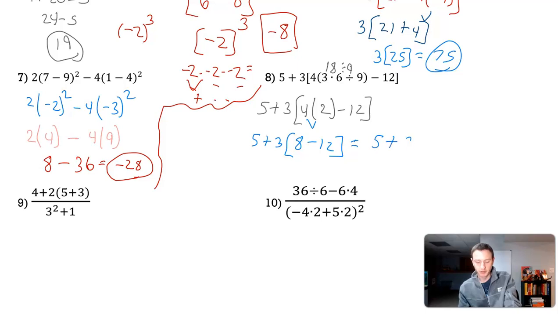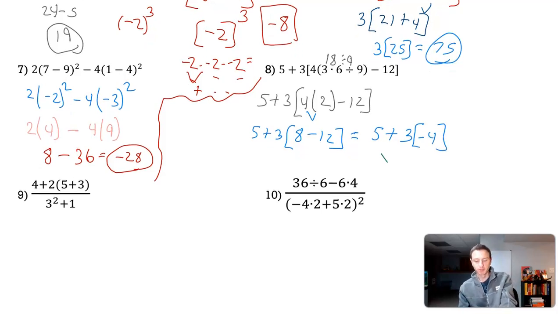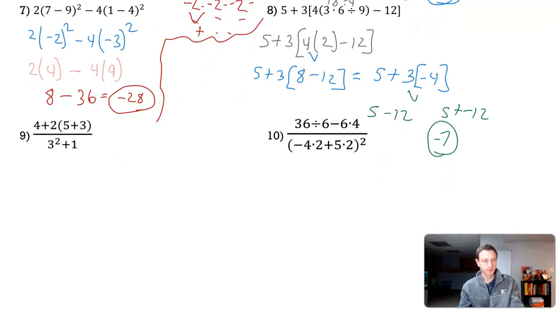5 plus 3, 8 minus 12 is negative 4. Same thing I said before. I know it's tempting to just go boom, 5 plus 3 is 8. I know I've seen it happen hundreds of times. You've got to make sure you do the multiplication. So 5 minus 12. 3 times negative 4 is negative 12. So this becomes 5 plus negative 12. 12 minus 5 is 7. Bigger number was negative, so negative 7.